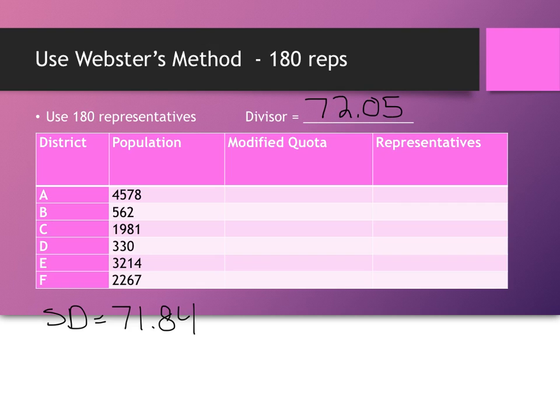With 72.05, the modified quotas I got were 63.539 for District A, 7.800 for District B, 27.495, 4.580, 44.608, and 31.464.